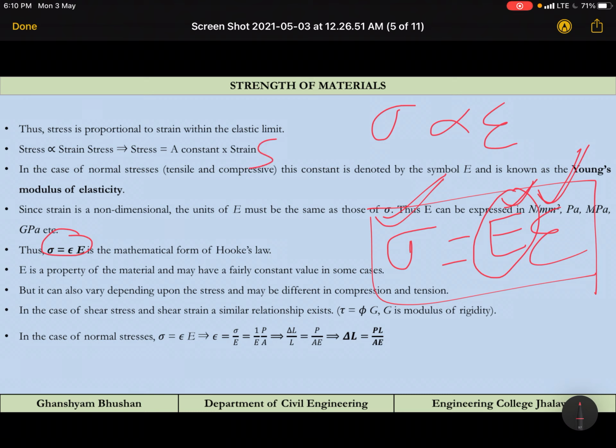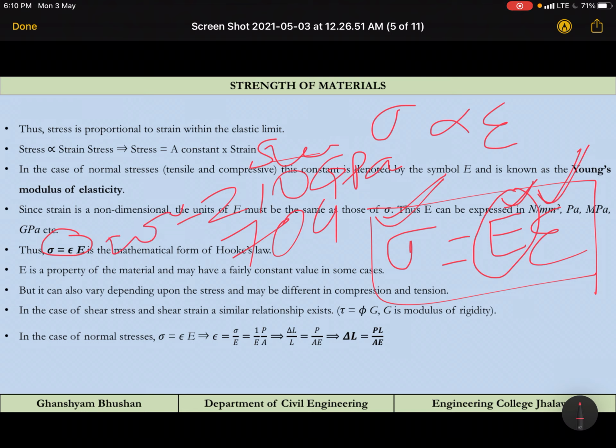Like for steel, E is 210 GPa. For aluminum, it is 70 GPa. It is 200 to 210. Okay. So for brass, it is 104. So like that, if the material is given to us, we can easily get to know the value of E, because it is a constant quantity.